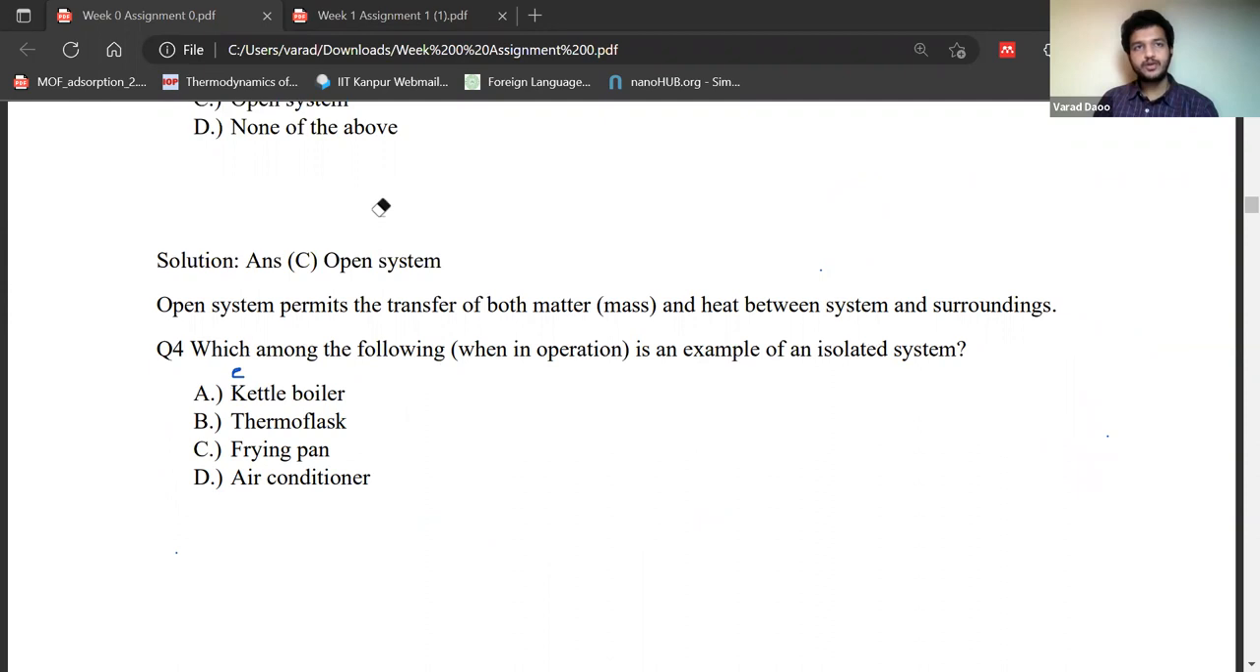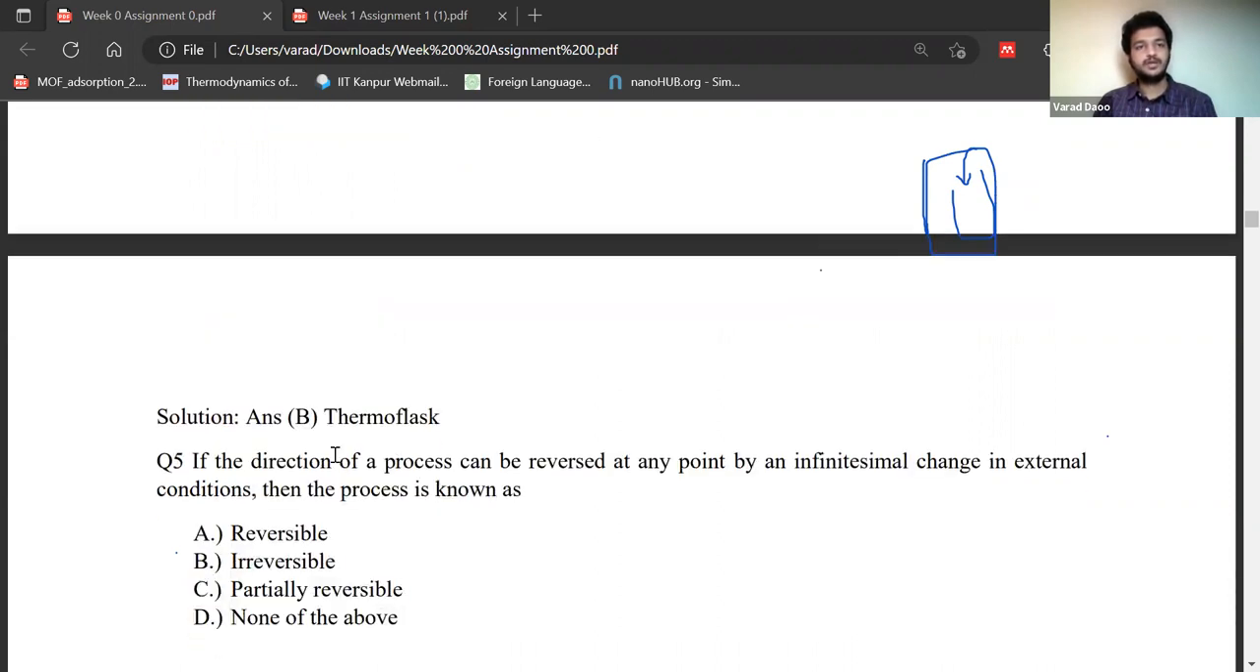which can also be obvious because we use a thermoflask to, let's say, keep our hot water. We put in hot water and it stays hot for a large amount of time, right? That means energy transfer is 0. Even if you don't know the concept, you should be able to answer it, right? Energy loss is 0, and so is the mass loss. So the correct answer is thermoflask, right? So anybody has any question?